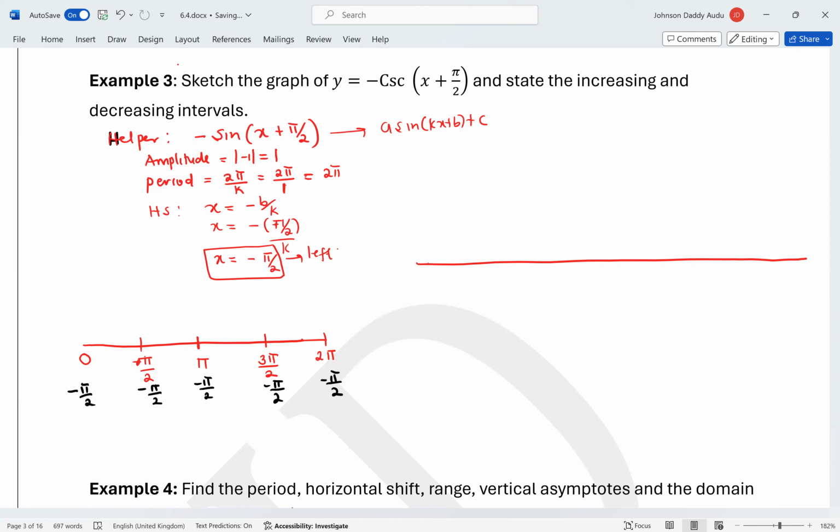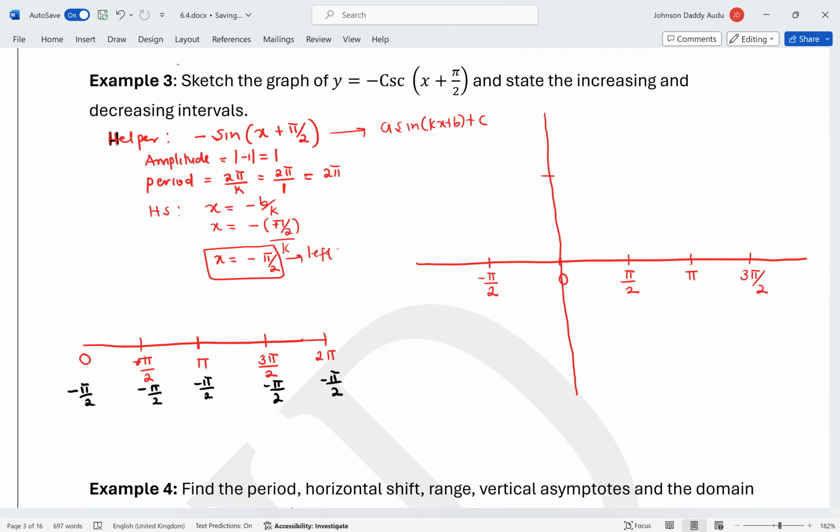So the first interval, if you do 0 minus pi over 2, is just going to be minus pi over 2. This is where we'll start from now. Then pi over 2 minus pi over 2, this will be 0. Pi minus pi over 2, this will be pi over 2. 3 pi over 2 minus pi over 2 is just going to be pi, right? And then 2 pi minus pi over 2, this will be 3 pi over 2. So this is what we need.